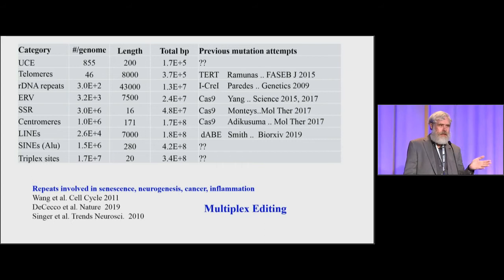They're telomeres, the ribosomal DNA, there's the endogenous retrovirus we already addressed, there's simple sequence repeats, there's centromeres, LINEs, SINEs, and triplex. So we tackled LINEs next, and I'll show you that. This is the work of, first, how we tackled it. We did it with deaminases.